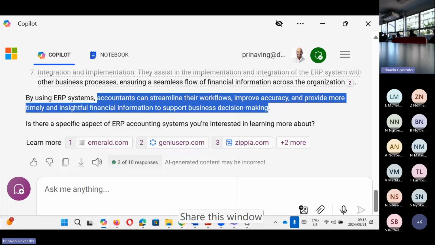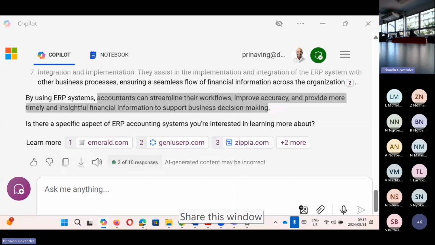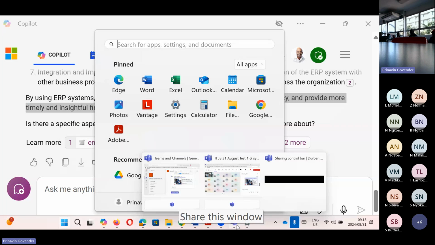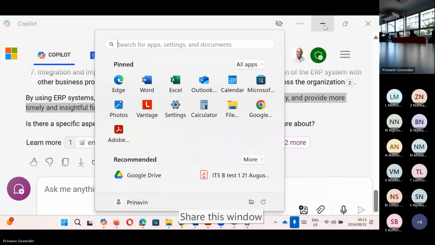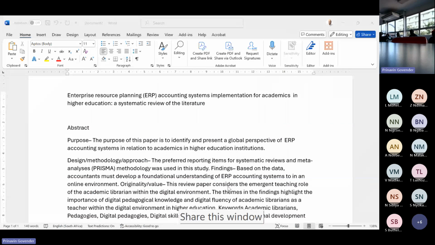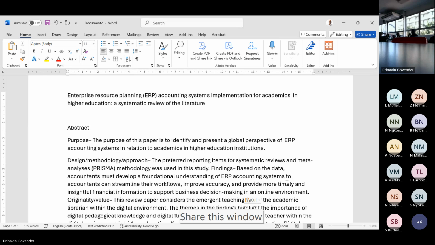By the way, this is a work in progress. Time is of the essence out here. So this review, accountants to do what? What did I say they are doing? Understand ERP systems to streamline.